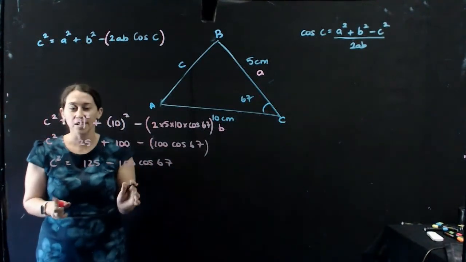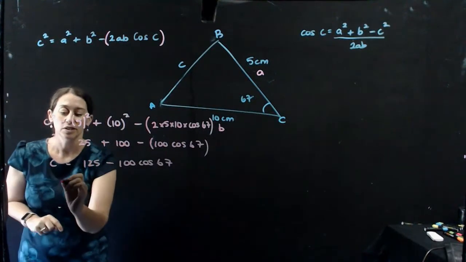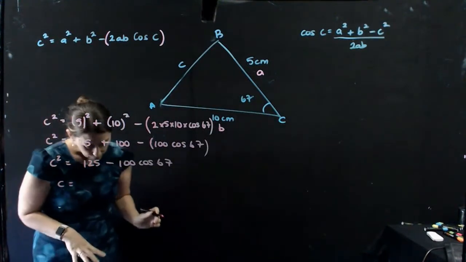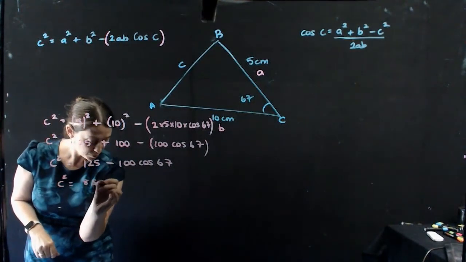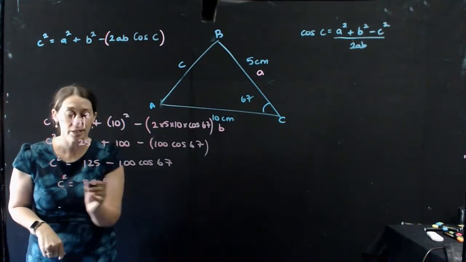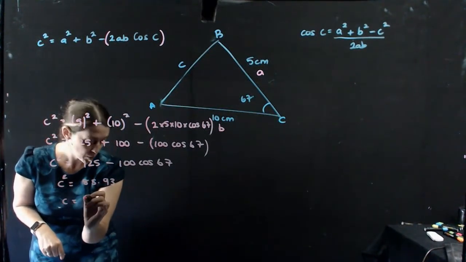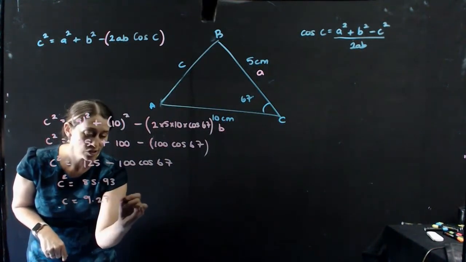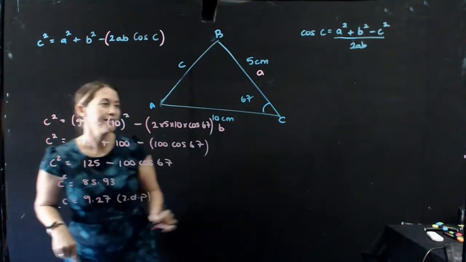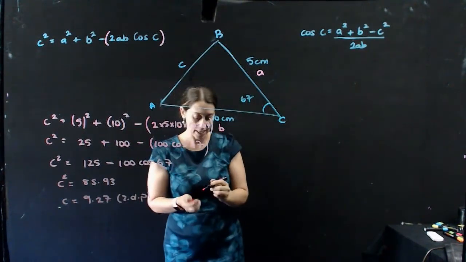Now you'd use the calculator to do that, and then you need to finally square root your answer to get what side C is. Working all that out, c squared equals 85.93, correct to 2 decimal places. You shouldn't round right until the end. Square rooting that gives me 9.27, correct to 2 decimal places. So we can say that side C is 9.27 centimetres in length.